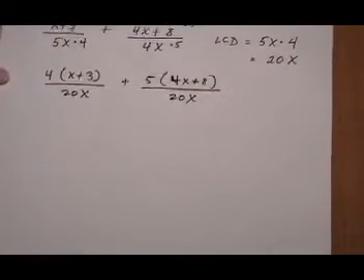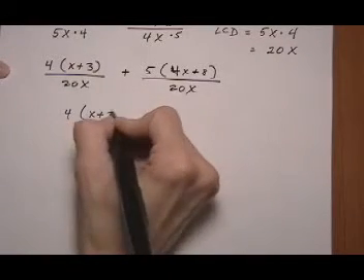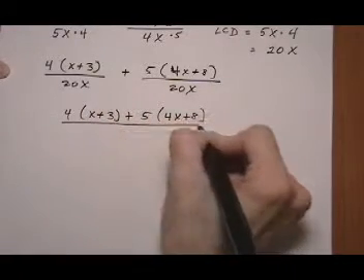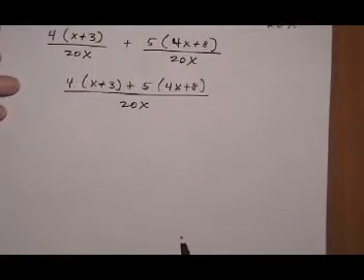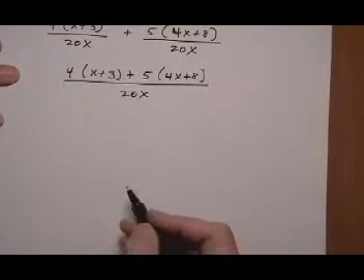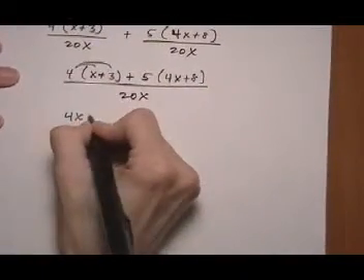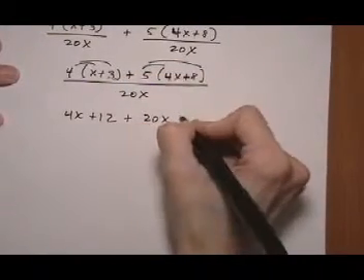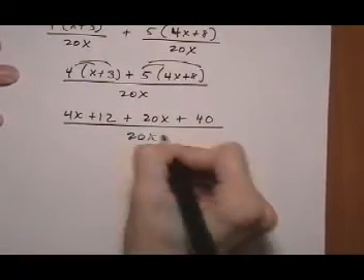And now we can go ahead and add across the top and keep the denominator. So we get 4 times x plus 3 plus 5 times 4x plus 8, all over the common denominator. And now we want to put it in lowest terms. So we need to simplify it first, clear parentheses, combine like terms, then factor, and then we can cancel. So first clearing parentheses, 4x plus 12 plus 20x plus 40 all over 20x.